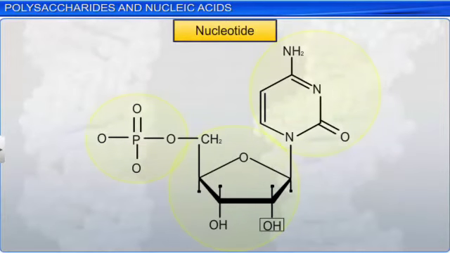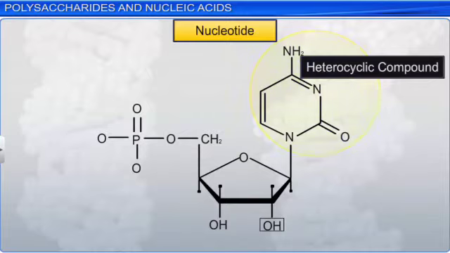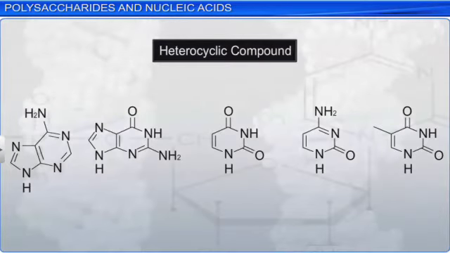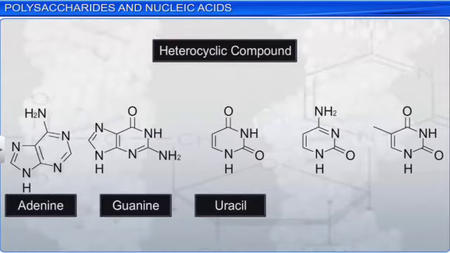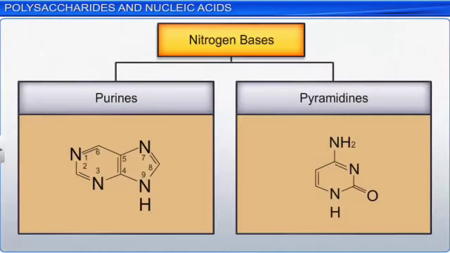A nucleotide has three chemically distinct components, namely a heterocyclic compound, a monosaccharide, and phosphoric acid or phosphate. The skeletal heterocyclic ring compounds are actually nitrogenous bases such as adenine, guanine, uracil, cytosine, and thymine. There are two types of nitrogen-containing bases, namely purines and pyrimidines.